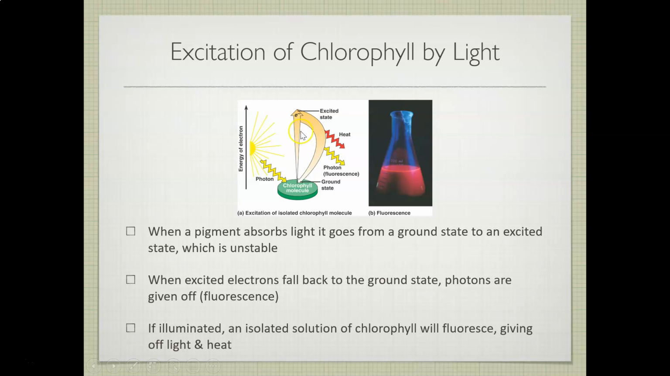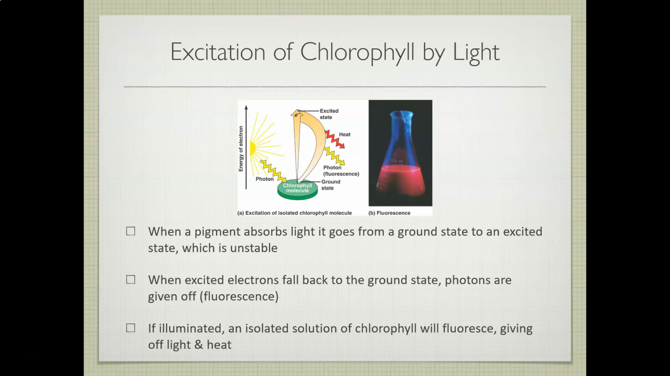When that excited electron falls back down to ground state, we lose some of that energy as heat, and then the rest of that energy has to go somewhere. When we look at your light reactions, it's going to be really important to see where that energy goes. But if I don't give it anywhere to go, it'll actually come out as fluorescence. It'll glow.